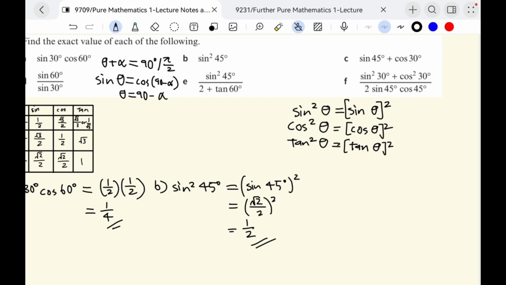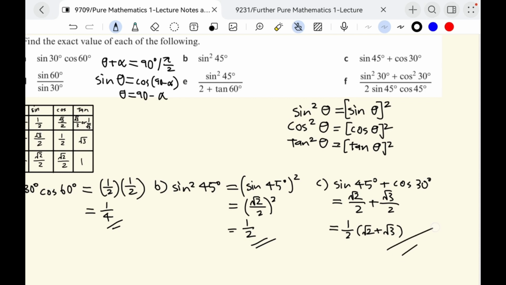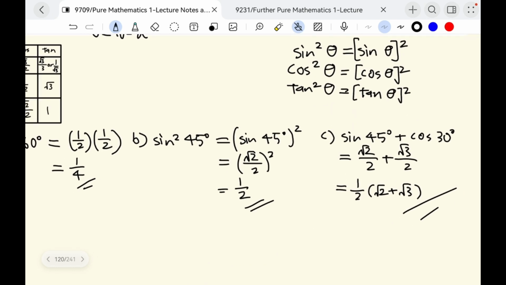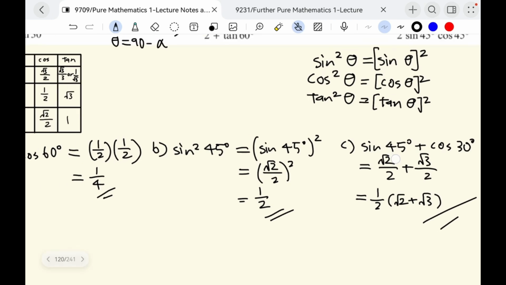Okay? So C, sine 45 degrees plus cos 30 degrees. So following the tables that you have memorized, sine 45 degrees is root 2 over 2 plus cos 30 degrees is root 3 over 2. So if you wish, you can factorize the half outside. So you will have half times the bracket of root 2 plus root 3. Okay? So as you can see, my exact answer is neat and nice.